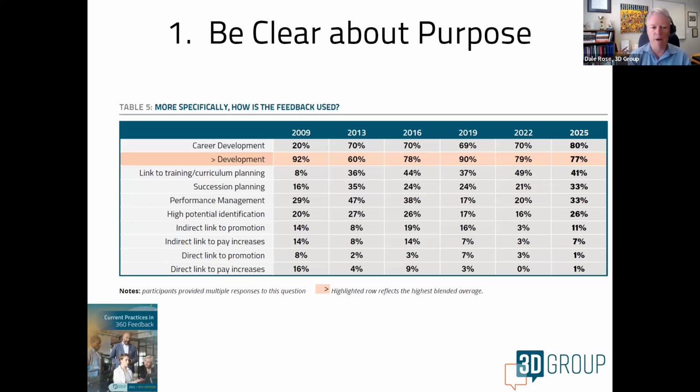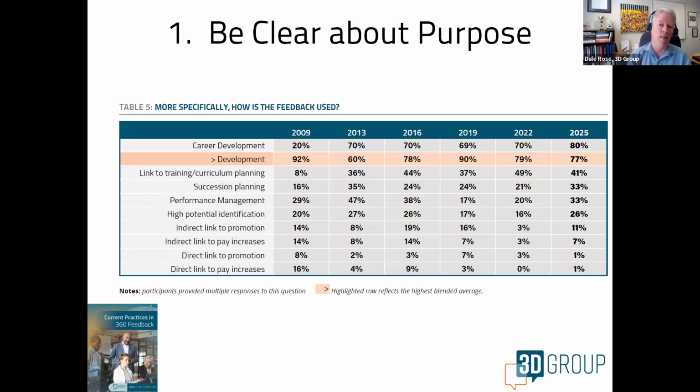And then all the way down at the bottom, direct link to pay increases, not recommended. People will start gaming the system. It's just not likely to work particularly well. But using it as a diagnostic for development, using it for succession planning, identifying your hypos. These are things that are commonly enough used and recommended.